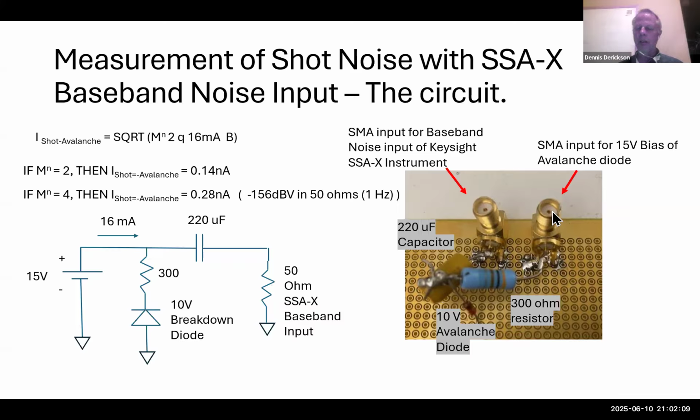Here's my circuit. I have an SMA connector that's providing bias to a breakdown reverse bias diode right here. Then I AC couple that to this SMA connector, which is going to go to the baseband input of the SSAX instrument.